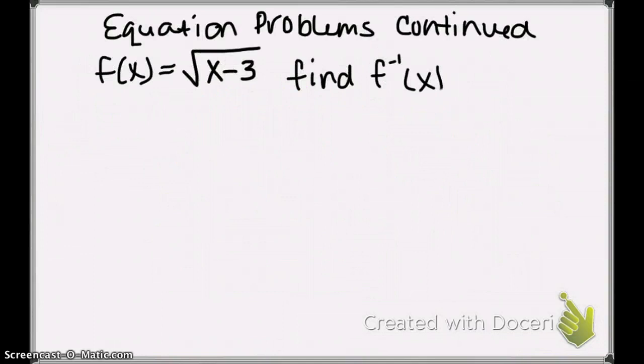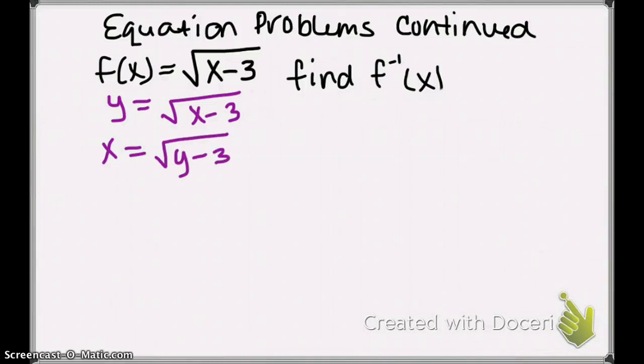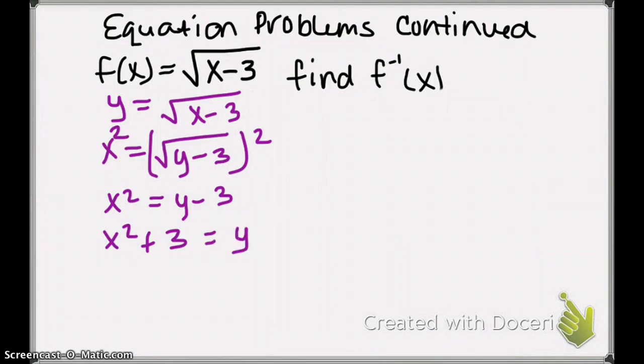Let's do another example. So again, our first step is to put y equals the square root of x minus 3. Now I need to swap the x's and the y's. So x equals the square root of y minus 3. Now let's do a little algebra and get rid of this square root. We're just going to square this, and what we do to the left we do to the right. So now I have x squared equals y minus 3, and I want to get y by itself, so I'm just going to add the 3 to each side, and I'm left with x squared plus 3 as my inverse function. Let's go ahead and prove that that is in fact correct.